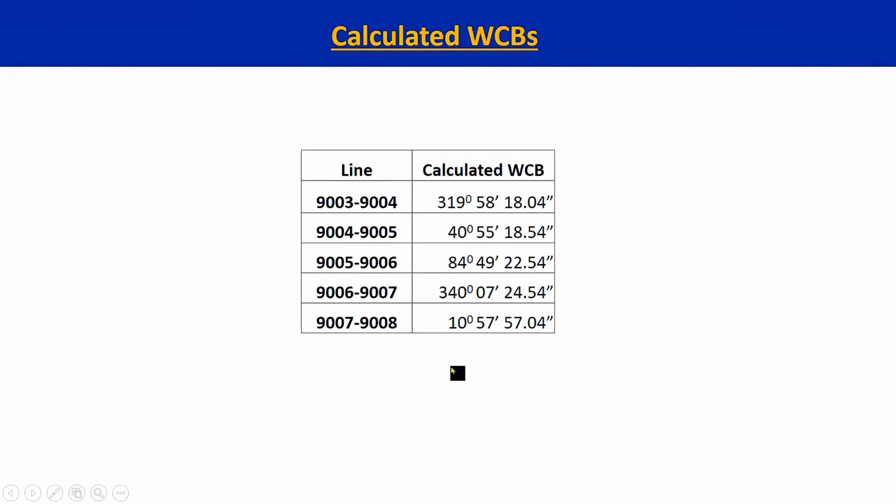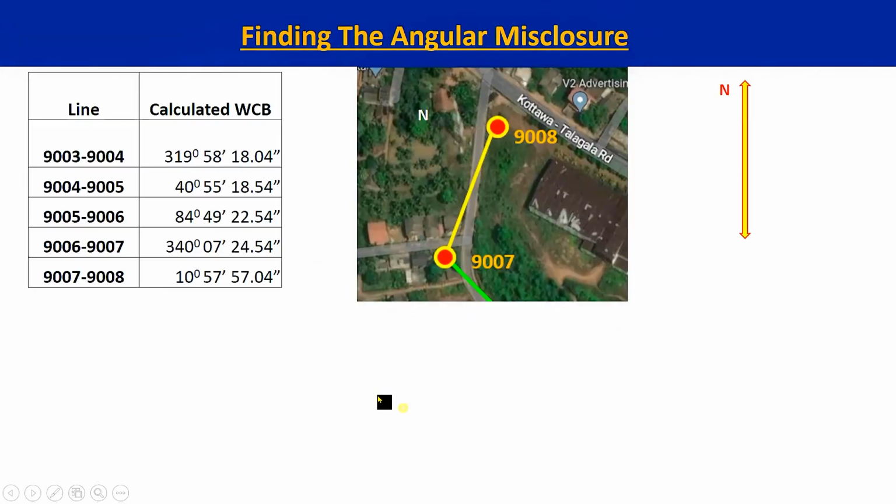Similarly, we can calculate all the WCBs for the lines starting from 9003 to 9008. Then the next thing is finding the angular misclosure. So we know that we need to end the traverse from a non-controlled line. So that line is 9007, 9008. So we can find the actual WCB to the 9007, 9008 line.